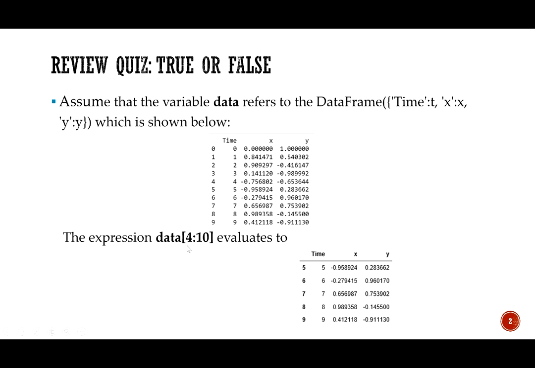So data 4 through 10 means that we need to start from row 4, which is our fifth observation. And what we have here is row 5. So the point is that each row is assigned an index, and the first row by default is 0. So what we see here is not the right answer. So this one is false.